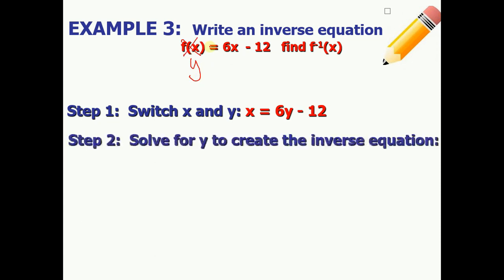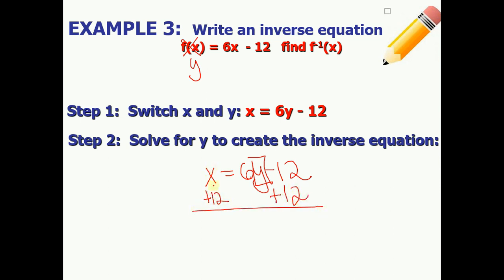Step 2, how to solve for an inverse. Solve for y after you switch-swapped. Let's complete that. So I have x equals 6y minus 12. Let's solve for y. Let's get y alone. Well, first thing, let's add that 12 to both sides. That equals 6y. Now we need to divide by 6.